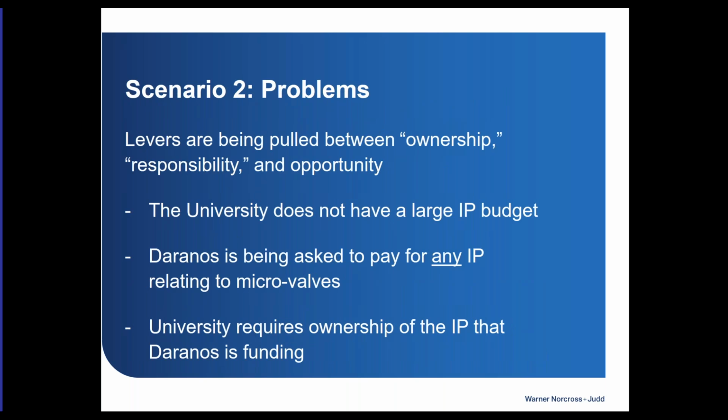So now we have the levers being pulled slightly differently here. Now we still have ownership, but we now have responsibility and opportunity. Here, it appears that both parties have a good opportunity for each other. The university would like to commercialize this technology. They would like to get some IP on the technology, so they're looking for somebody to pay for it. At the same time, Theranos is looking for this new technology to be able to utilize in their blood testing design. So there's an opportunity for both.